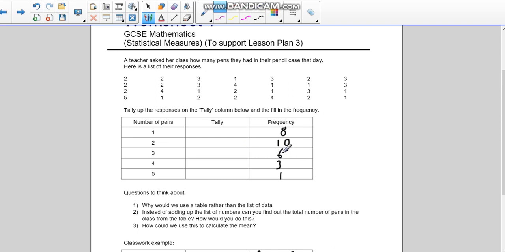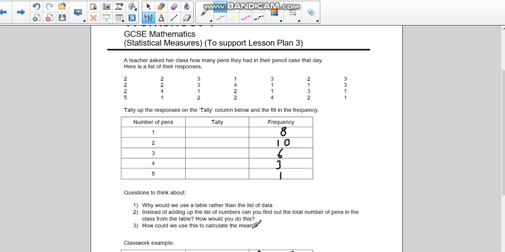I know 6 people had 3 pens, so that's 18. 3 people had 4 pens, so that's 12. And 1 person had 5 pens, so that's 5. So when I've got all of those numbers, I can add them up and get the total. Okay, if you want to check, you could do it that way and do these as well and see if you get the same total.